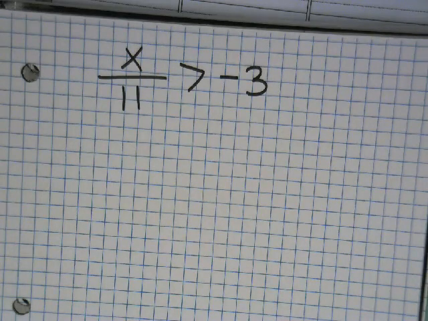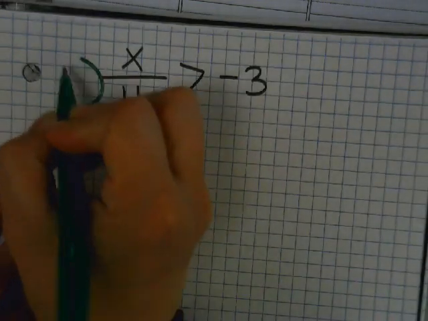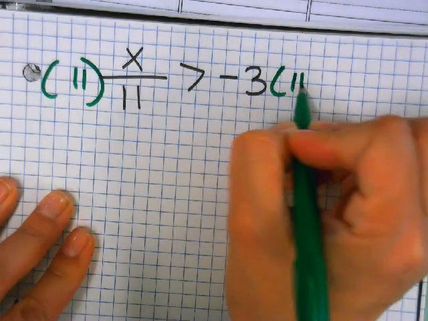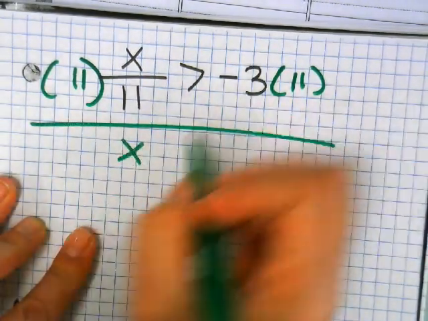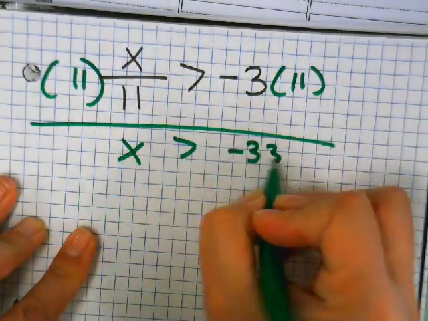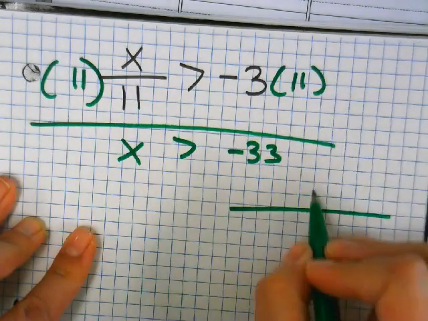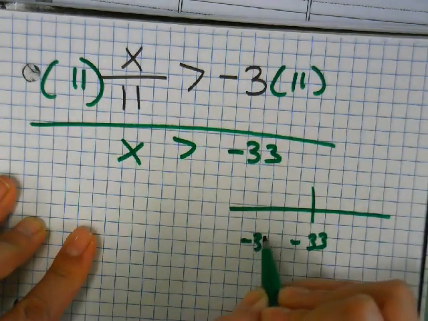Alright, back to our regular schedule. Good thing you guys were working on your own while I was having a conversation with the tech guy. Good job. Okay, x is greater than negative 33, and then negative 33, negative 34, negative 32.